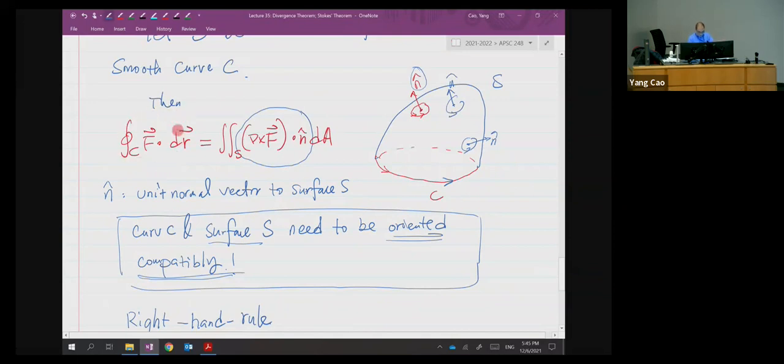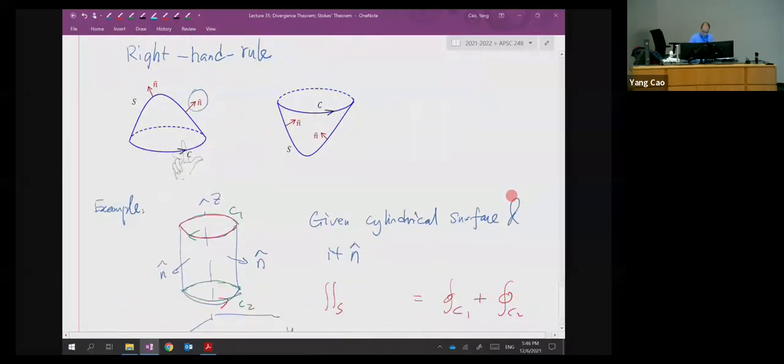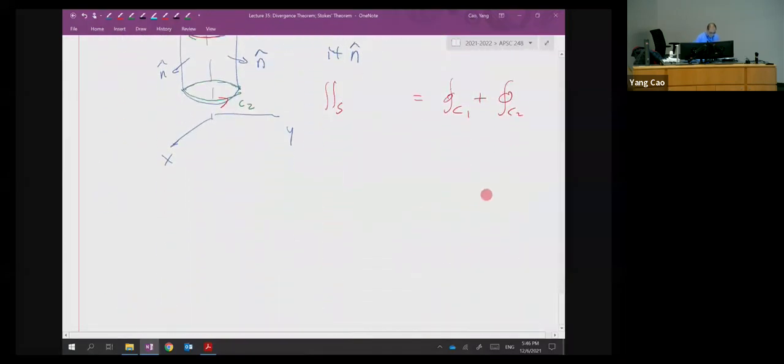you don't need to calculate this, you can calculate this surface integral to give you the same total circulation over the curve C. Now, it seems to be a little more difficult than this one, but sometimes it actually proves to be a little simpler. Okay, so let me show you an example.